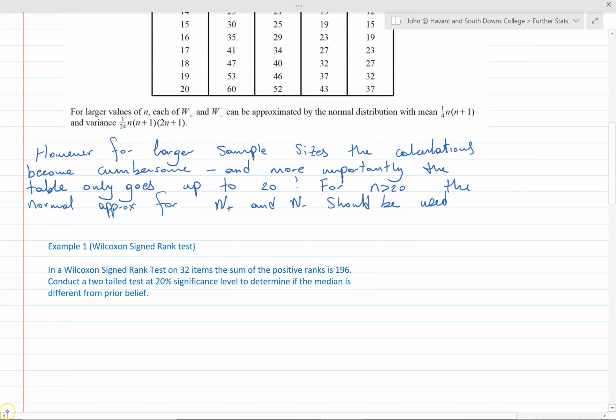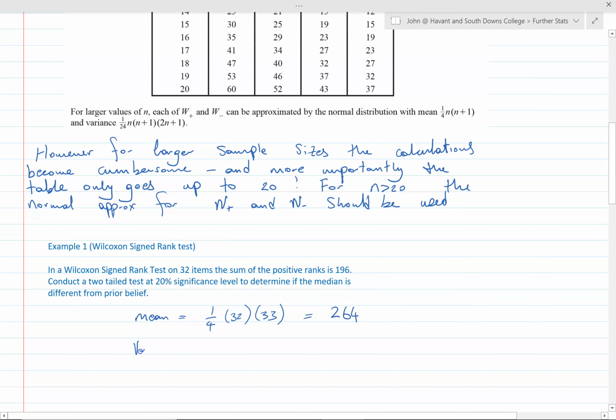Okay. Right, so it tells us here that the sum of the positive ranks is 196 and the value of n is 32. So the first thing we need to do is work out these two quantities here for our mean and variance. The mean is equal to 1/4 times n, which is 32, times 33, which equals 264.